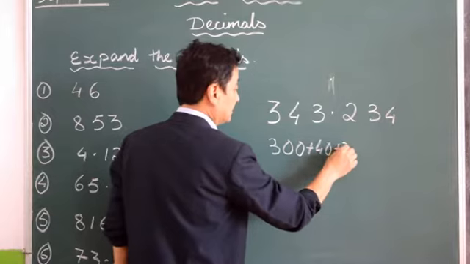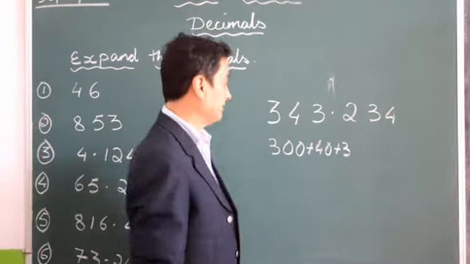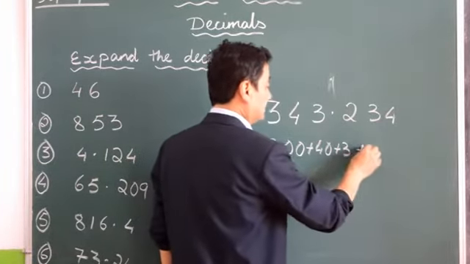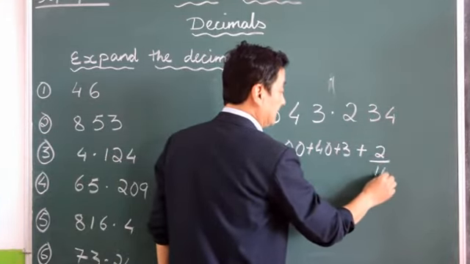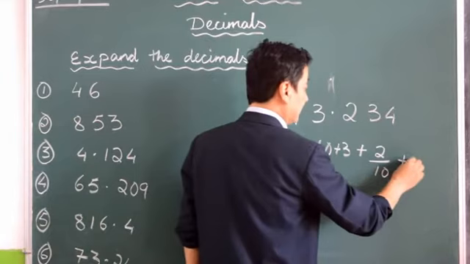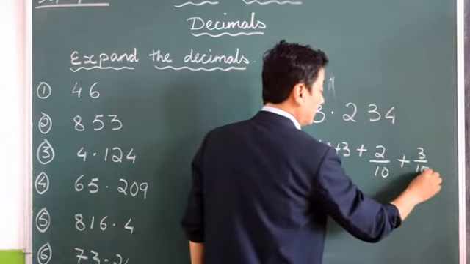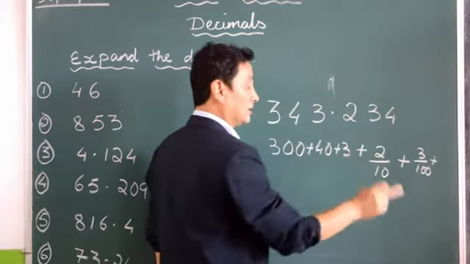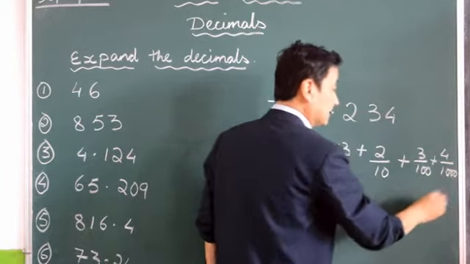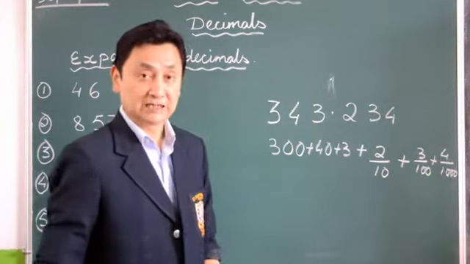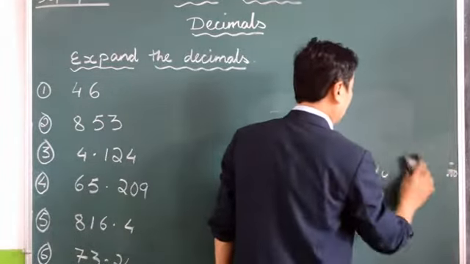So when we expand this, it will come before the point, just like with 300 plus 40 plus 3. Now you don't have to write the decimal point here when you expand. So we can write plus. What is the value of this? 2 tens, 2 upon 10. Next, 3 hundreds, 3 upon 100, plus 4 thousands, 4 upon 1000. There is another way of expanding decimals, but let us not do that way. This is much easier. So, I hope you have understood.